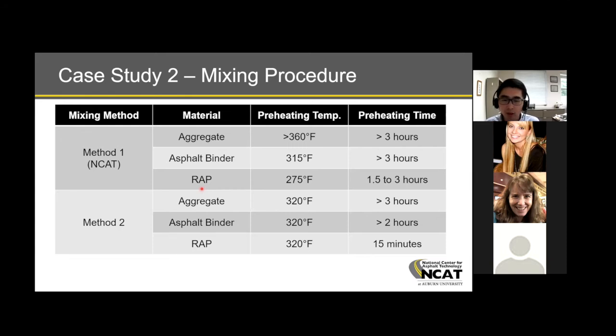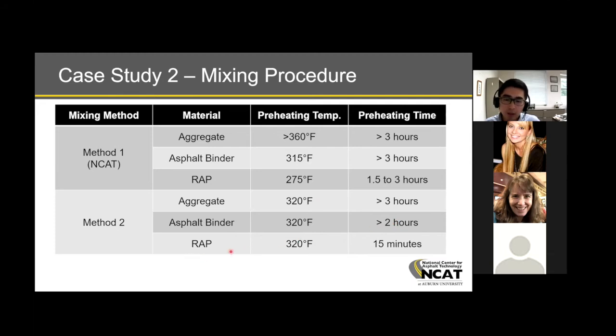We don't want to overheat or overburn the RAP material because we definitely don't want to overage the asphalt binder in the RAP. Also in this small study, we looked at a different method based on a recommendation from a contractor that worked with us. For their approach, aggregate is heated at 320 overnight, which is about 40 degrees lower than the temperature we were using. For asphalt binder, it's pretty consistent with what we're using, 320, a little over 2 hours.